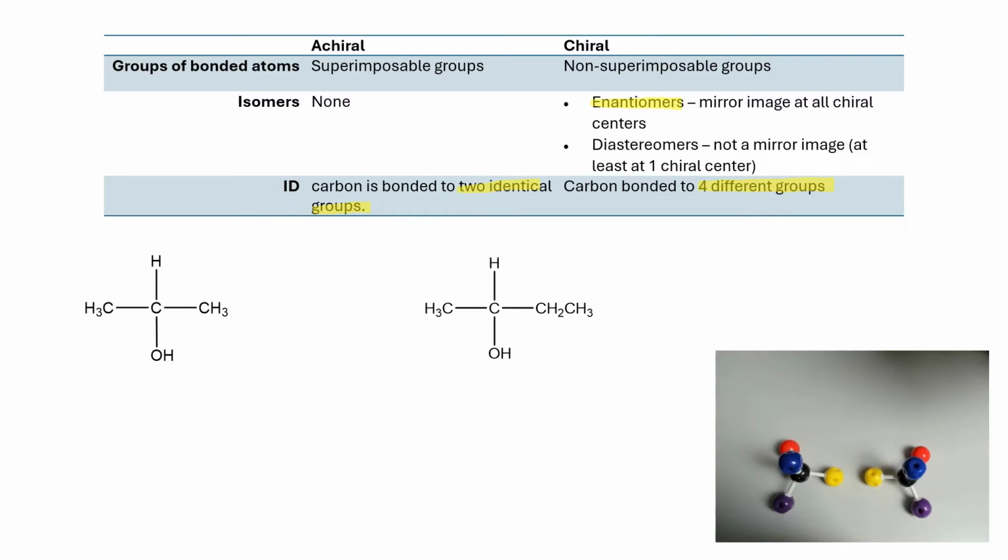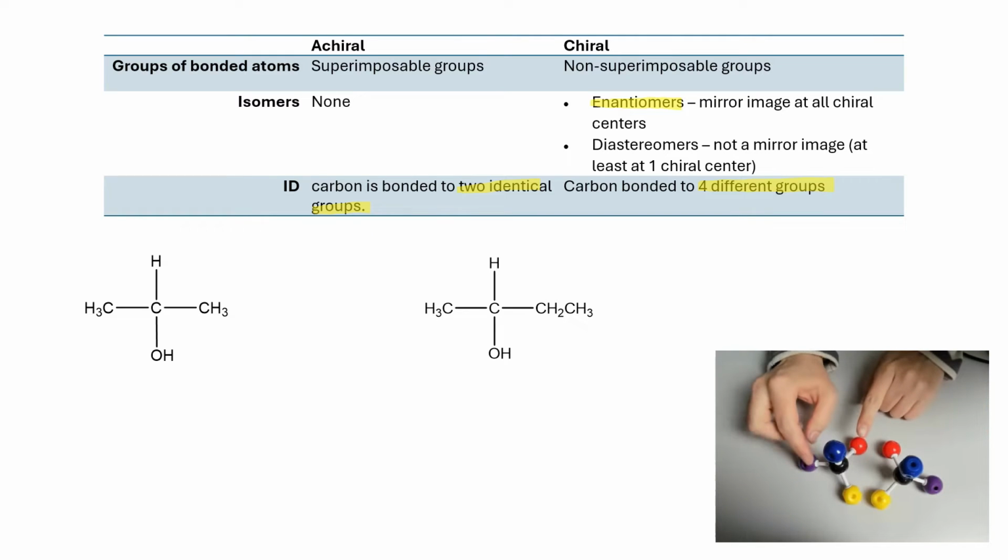Enantiomers means there is a mirror image. So if we have a mirror here, the yellow is looking at the yellow, the blue is looking at the blue. The purple is behind and forward, and the red is behind and backwards. That is a mirror image, and that makes an enantiomer.